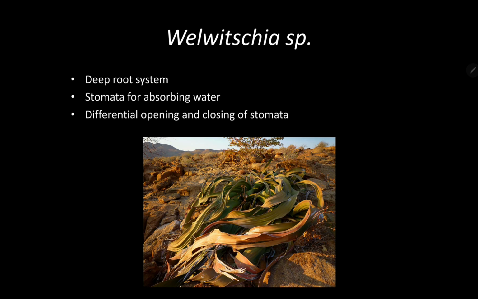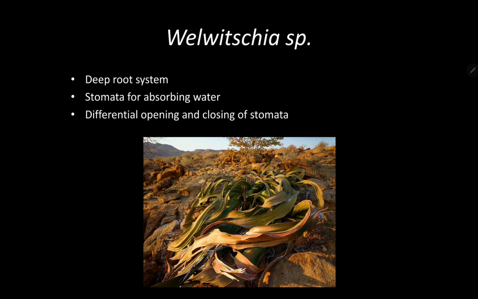We also have Welwitschia. Welwitschia is a desert plant. Welwitschias are native to Africa, specifically the very dry parts in the desert. As a response, these organisms have developed a deep root system to allow them to absorb water from deep underground. Aside from that, they also use their stomata for absorbing water.